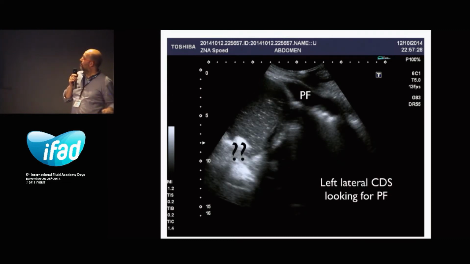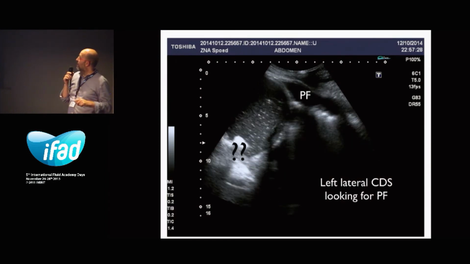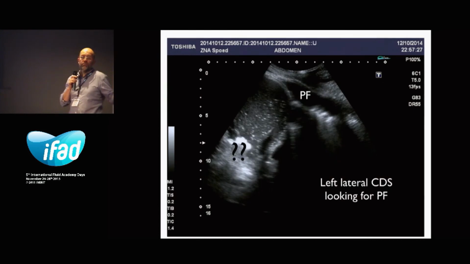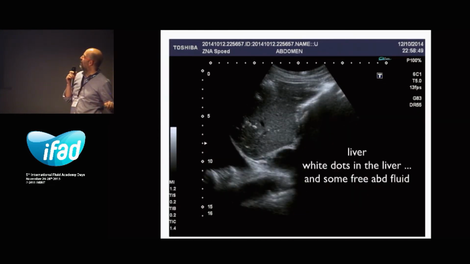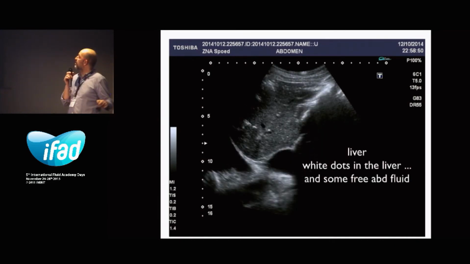And to my big surprise, I had some pleural fluid. This is a diaphragm. This is the liver. And I have a lot of white dots in the liver. This is very rare. And you know that white dots is air. Air is not supposed to be in the liver.